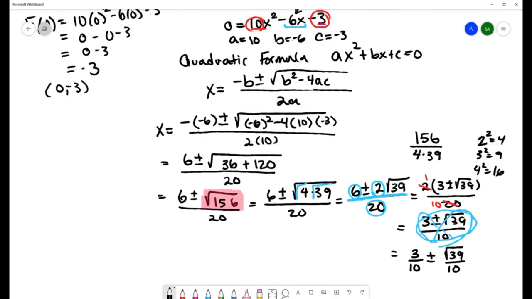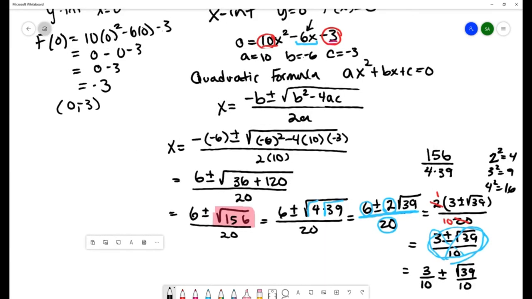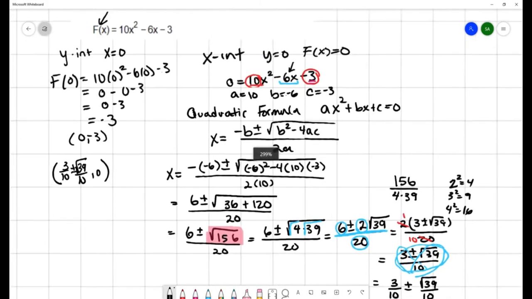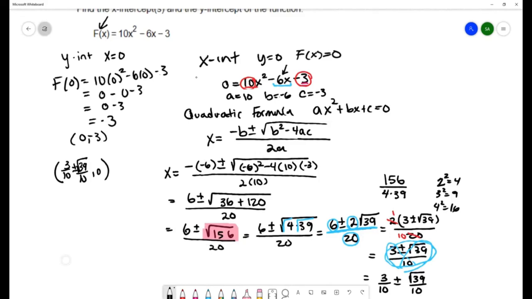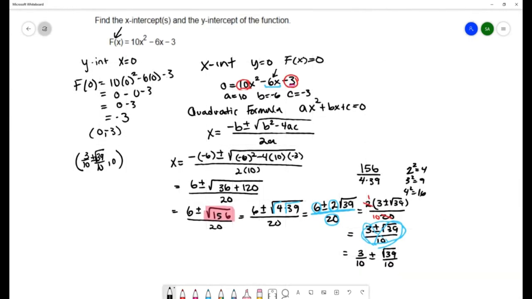So this quadratic function does have 2 x-intercepts, and those x-intercepts would be 3 over 10 plus or minus square root of 39 over 10, comma 0. So let me zoom out so you can see everything. And we have found the x and y intercepts of this function.